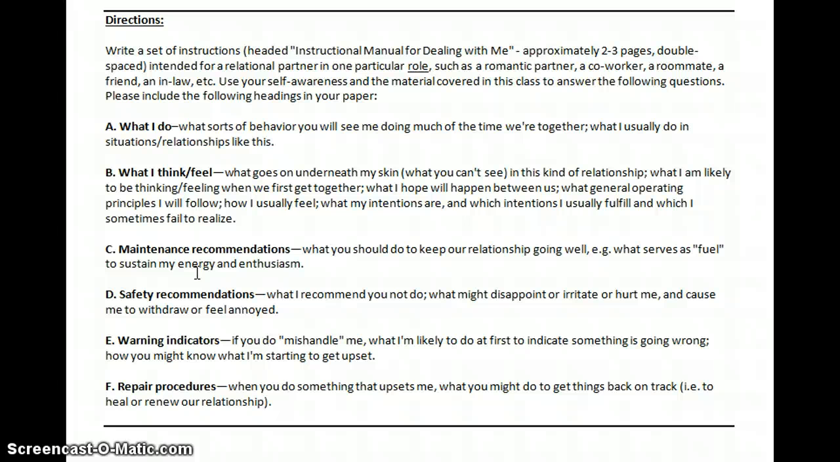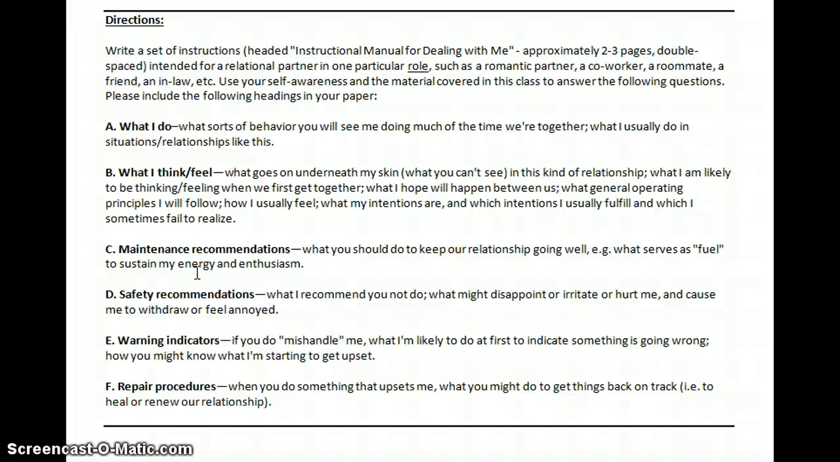And again, this section calls for a lot of self-reflection and thought. Folks, this isn't a paper that you can sit down and write in a half hour, because I really am looking for you to think and reflect on your own behaviors, your own thoughts, your own feelings, your expectations.